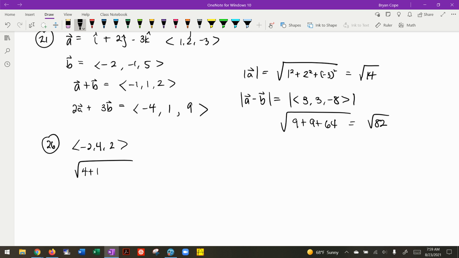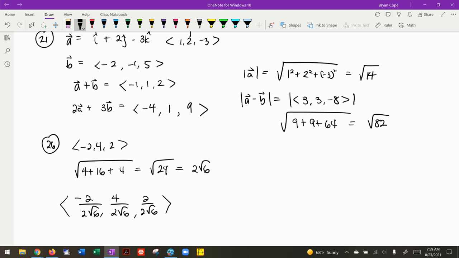So square root of 4 plus 16 plus 4 gives us root 24, or 2 root 6. So our unit vector would be -2 over 2 root 6, 4 over 2 root 6, and 2 over 2 root 6. That's a unit vector in the same direction as the original. Let's simplify that to be -1 over root 6, 2 over root 6, and 1 over root 6. Then to have that vector be a length 6, we'll multiply this vector by 6. So that means that our answer is -6 over root 6, 12 over root 6, and 6 over root 6.